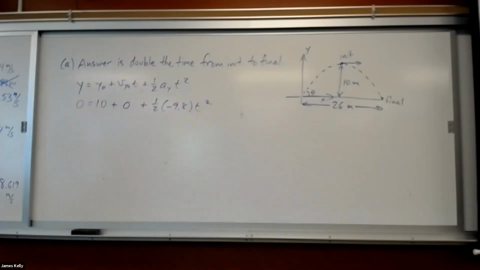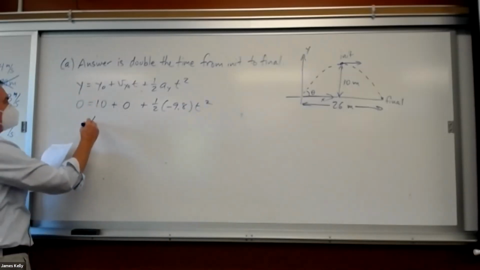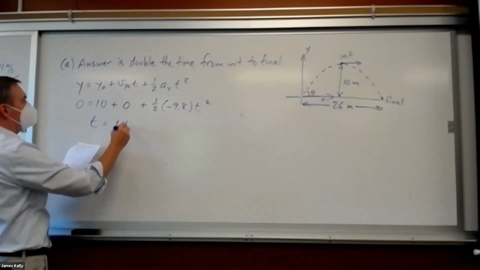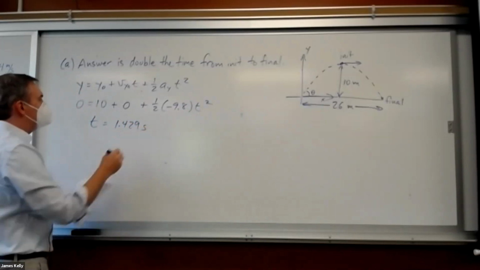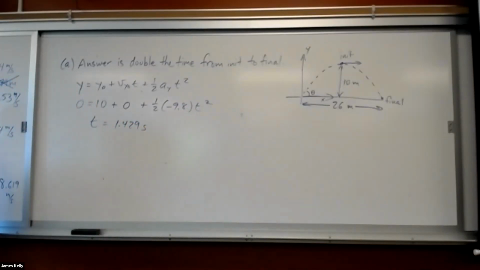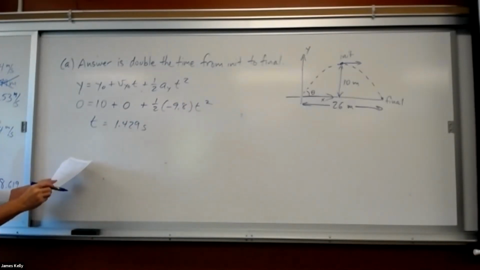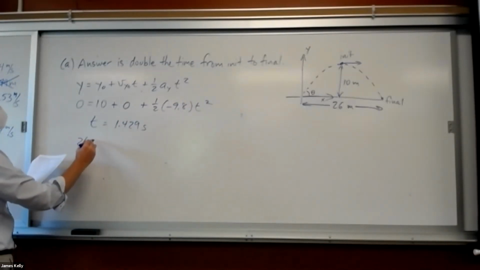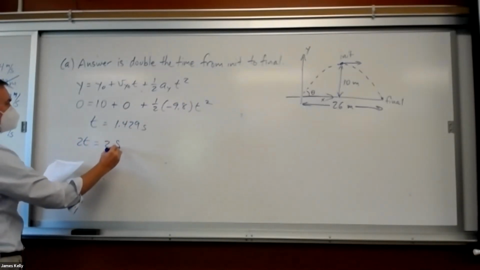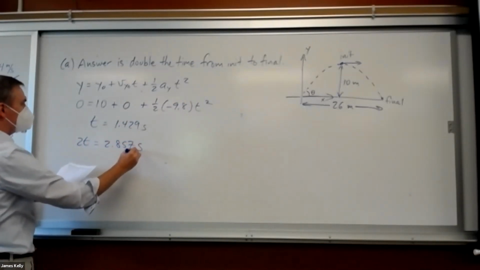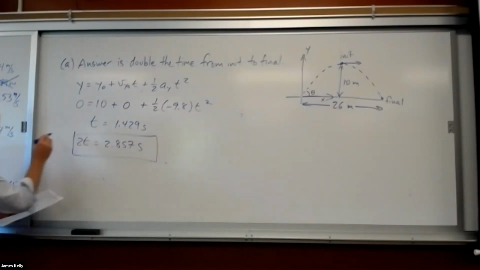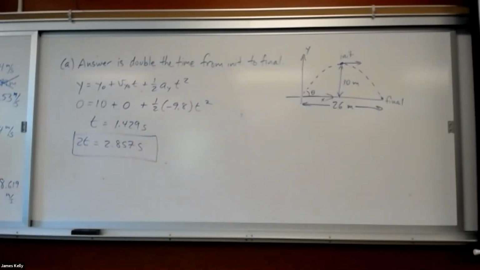And then we take this, solve for t squared and take the square root, and I get t is equal to 1.429. And it's very tempting to then box that number, but then I got to remember, wait a minute, that's not the answer to the question. The answer is double the time we just found out. So my answer is going to be 2 times that. 2 times t is equal to 2.857 seconds, which answers part A.